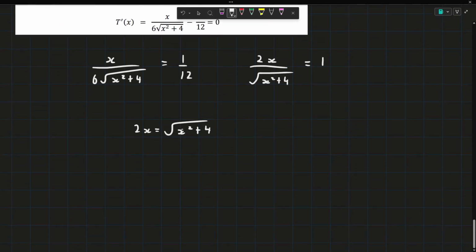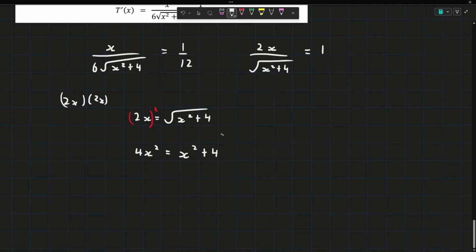Now we can square both sides. Don't forget that when you square the left side, you square both things in the bracket, so you get 4x squared, and that's because these two things are multiplied together. It's like 2x times 2x, which is 2 times x times 2 times x. So 2 times 2 is 4, and x times x is x squared. Multiplication is commutative, the order doesn't matter. So we get x squared plus 4. When we square the square root, it just goes away. That means that 3x squared is equal to 4.